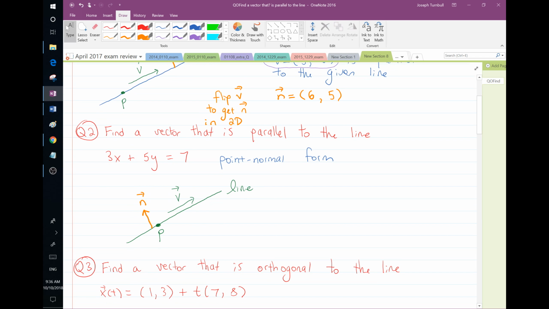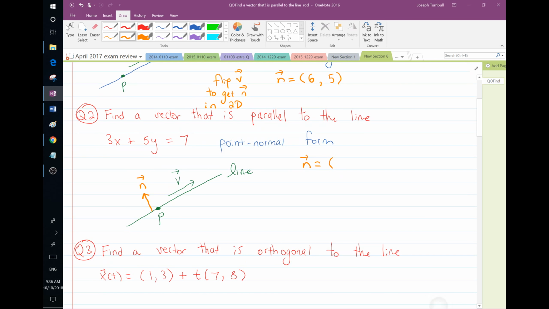But in this question, we have to do something similar. We're given the normal vector n. Our n comes from the coefficients in front of x and y. So the first part of the normal vector is the coefficient in front of the x. The second part of the normal vector is the coefficient in front of the y. That's (3, 5). And we want the direction vector, so we've got to work backwards. And we get that by flipping. Flip n to get v. Works both ways.